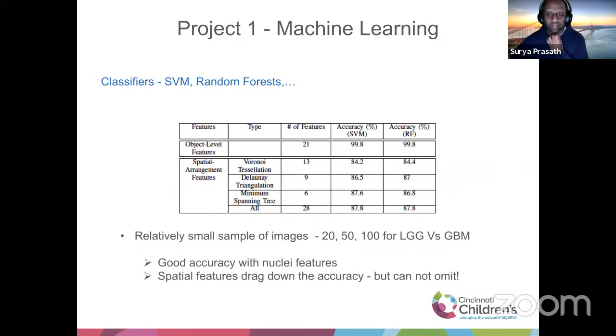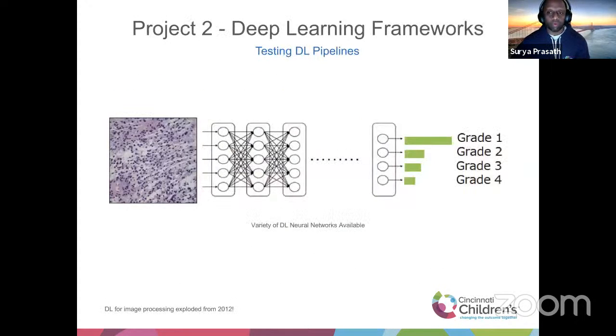When we tried standard machine learning models, we got good accuracy as well, but spatial features kind of dragged it down. So what we came up with is a neural network model, taking into account all the problems I talked about. Like, if you add a little bit of noise to these images, what happens? So an adversarially robust neural network model is what we have started using now.